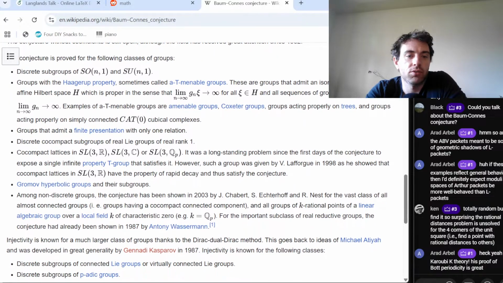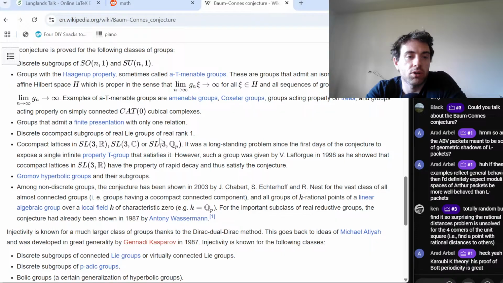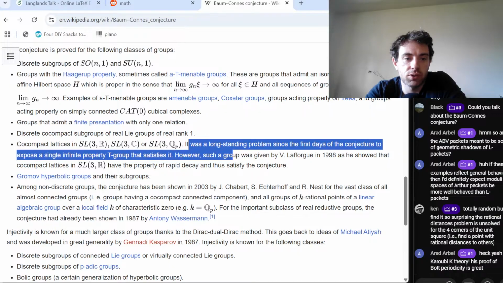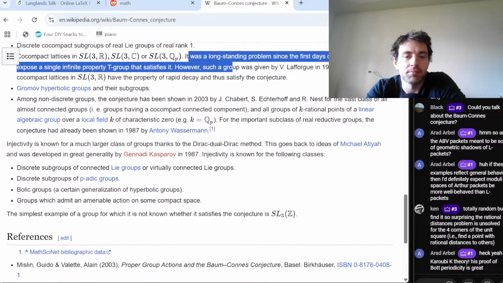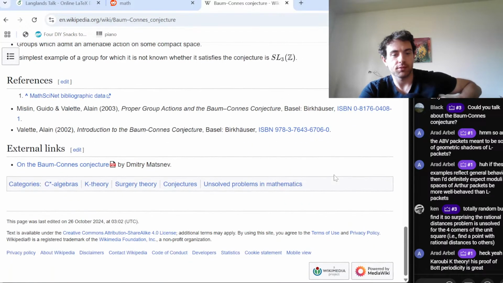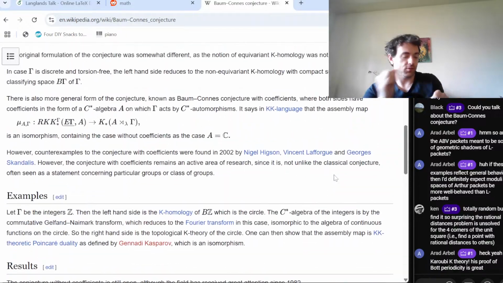Okay, it's been resolved in all of these cases. It was a long-standing problem since the days of the conjecture to expose a single infinite property T group that satisfies it. However, such a group was given by Lafforgue in 98. Wow. SL3 of Qp. Maybe I should do a comment if I should do SL4 of Qp? Probably crazy stuff.